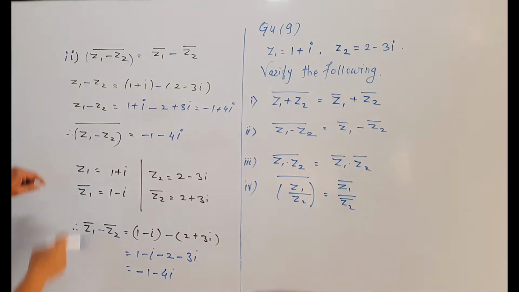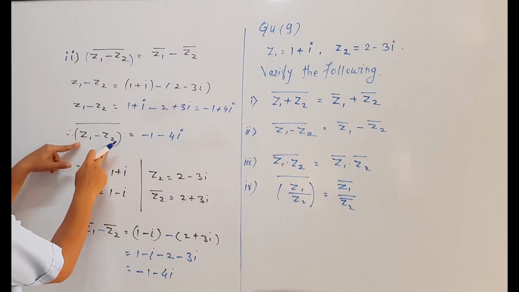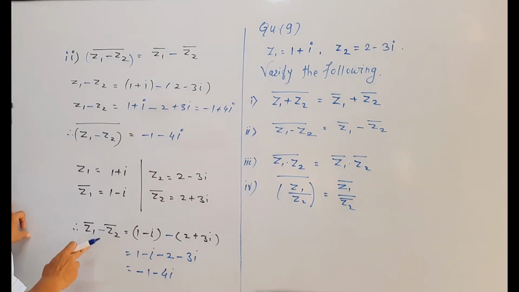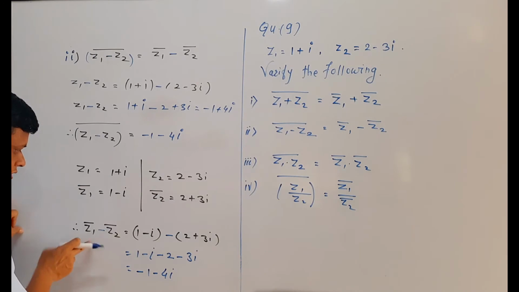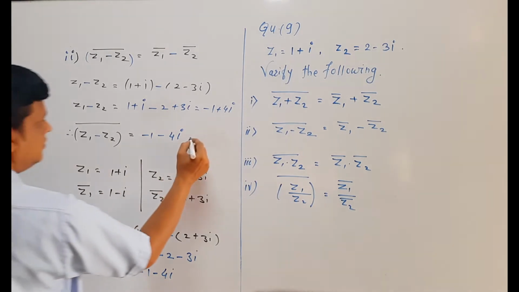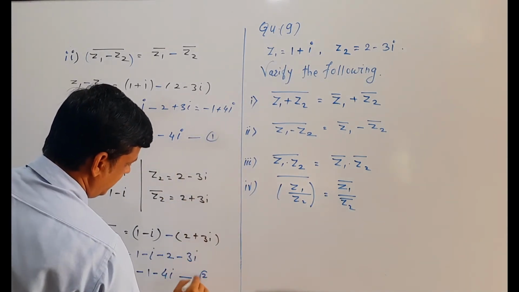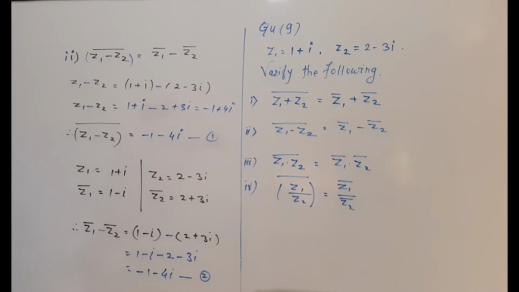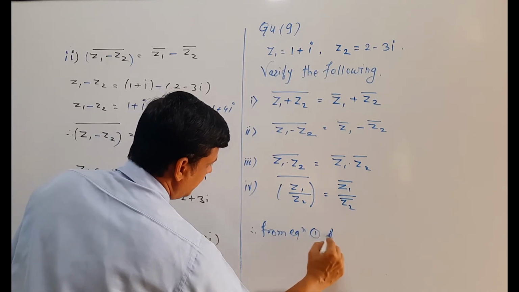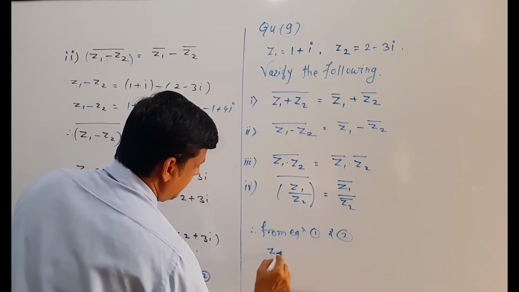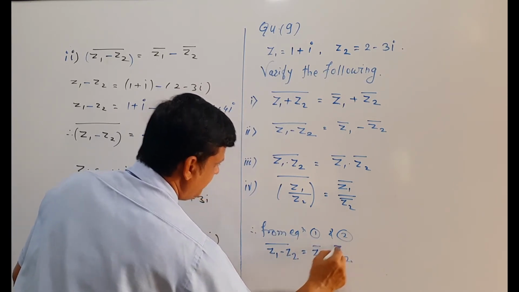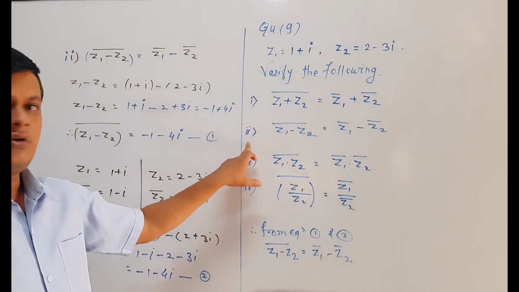Now if you observe, the conjugate of z1 minus z2 is minus 1 minus 4i, and here the conjugate of z1 minus the conjugate of z2 is minus 1 minus 4i. So you denote this as equation 1, this as equation 2. Therefore from equation 1 and 2 we say the conjugate of z1 minus z2 is equal to the conjugate of z1 minus the conjugate of z2. That means this second also verifies.